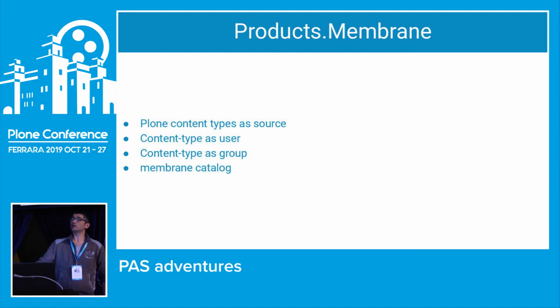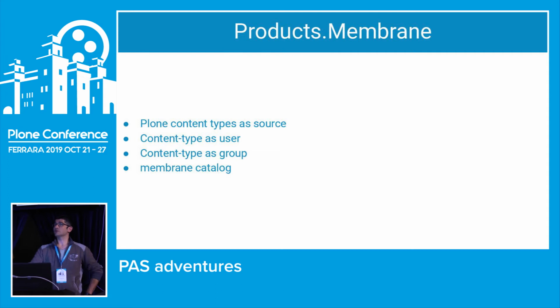Then the other thing that we wanted is Products Membrane. Membrane is a cool product. I bet everybody knows about it. And the cool thing is that with it, we can manage users and groups with the really beautiful Dexterity machinery that we have on Plone. And so it is really good to have that, because the editor experience can be really pretty and consistent with the other content types they are managing.